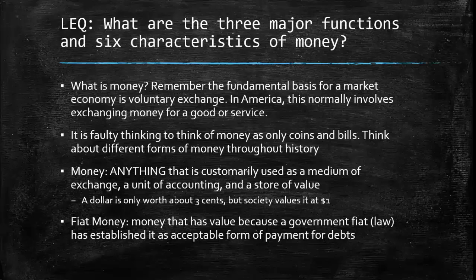What is money? Now, remember that one of the fundamental bases for a market economy is the idea of voluntary exchange. Think about Unit 1. Now, in America, voluntary exchange normally involves exchanging money for a good or service. Now, understand that in modern times, money is pretty much coins and bills. But if you look throughout history, if you have taken history classes, you know that way back in the day, I hesitate to put a year on it because I'm not a history teacher, but they would use spices as forms of currency. People would have to barter.